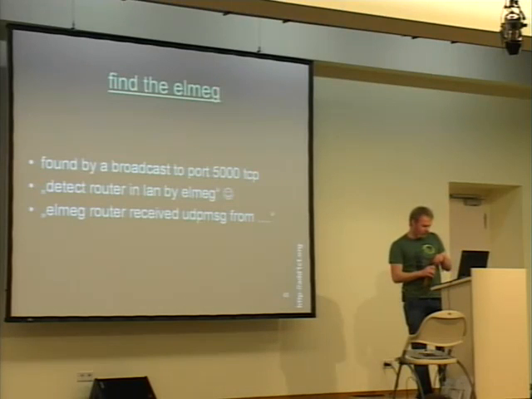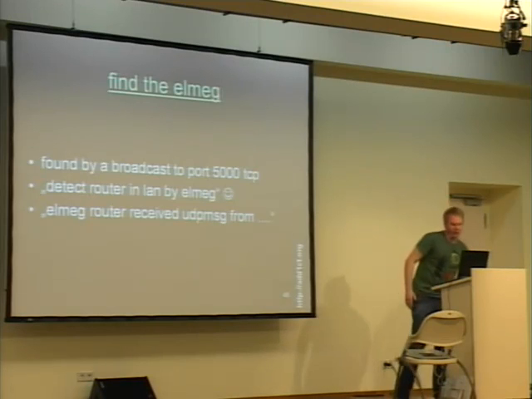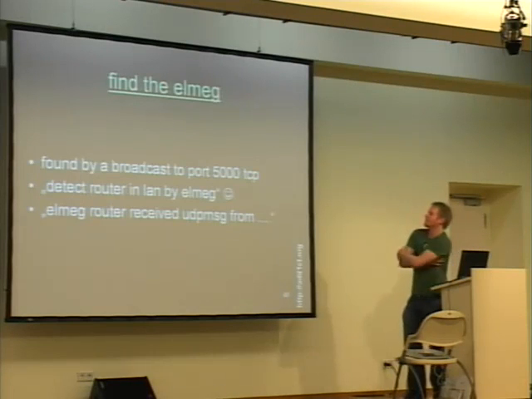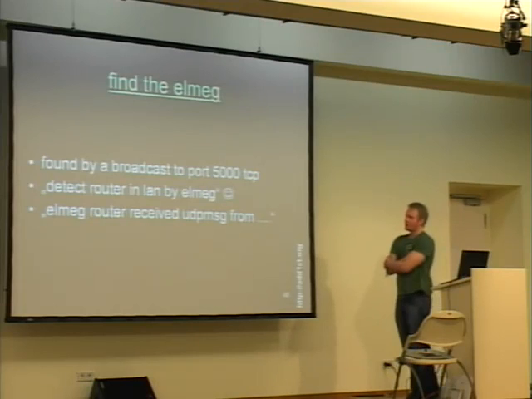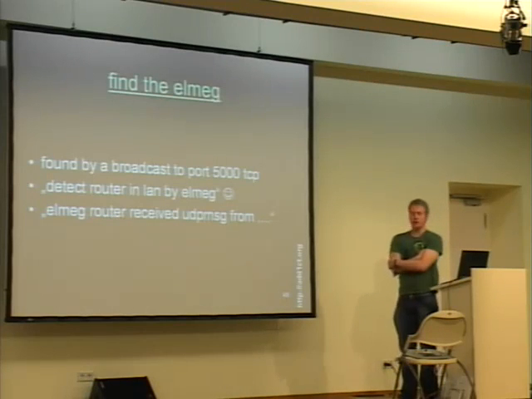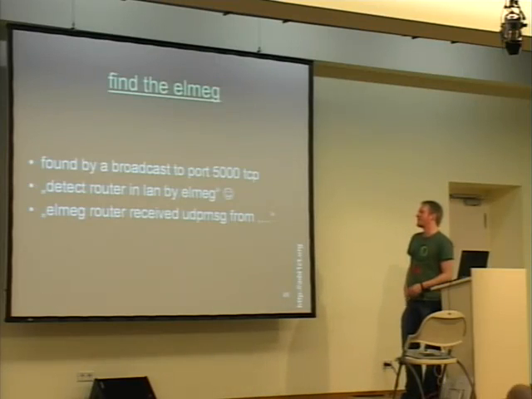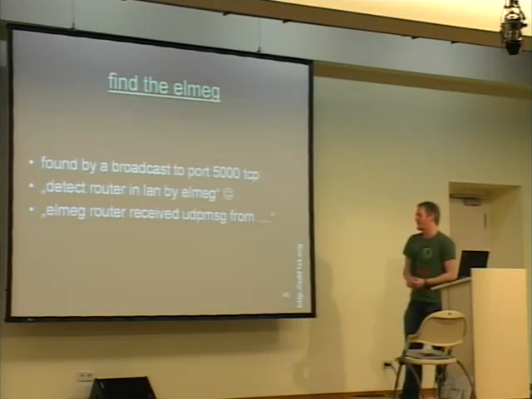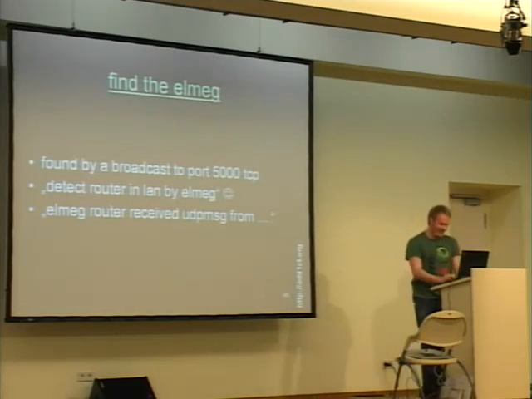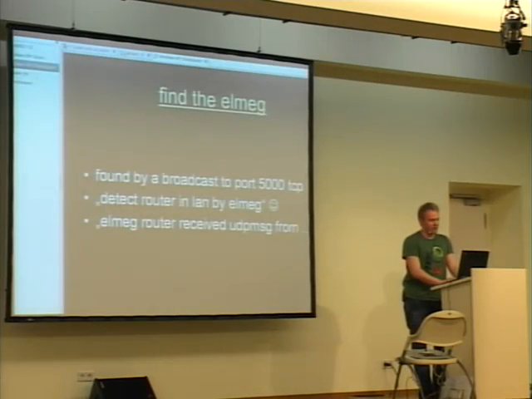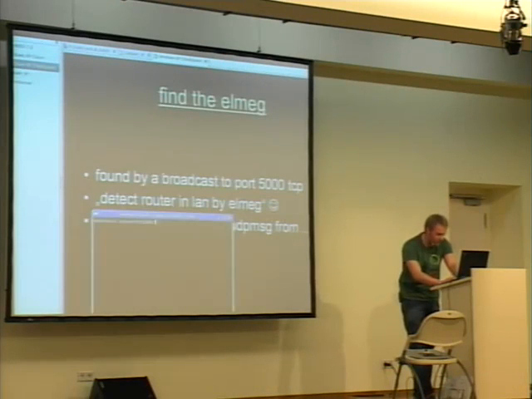Okay, so I will show something from this PBX, how you can find it in a network. So, how does it work? You send a broadcast to port 5000, and with a pretty unsuspicious string, detect router and LAN by LMAC, and they will respond like, here's an LMAC router. That's pretty cool. I mean, it's like detect lady in local room or something like this. That's great. I found that by just looking at Wireshark, and there's no magic in doing that. You just have to watch for the traffic.